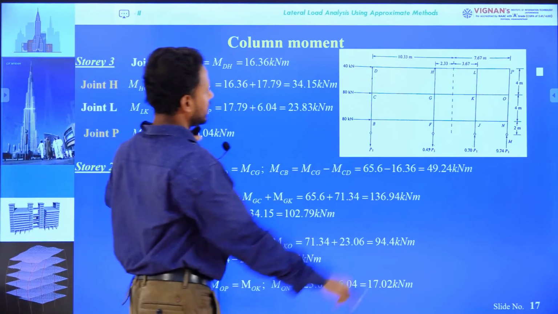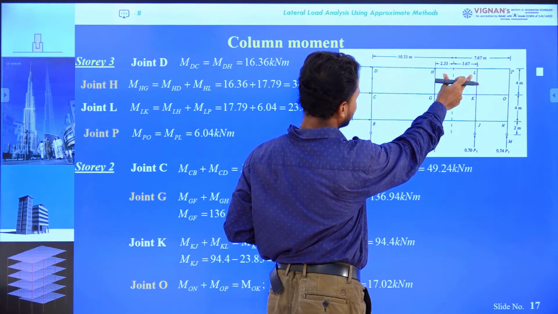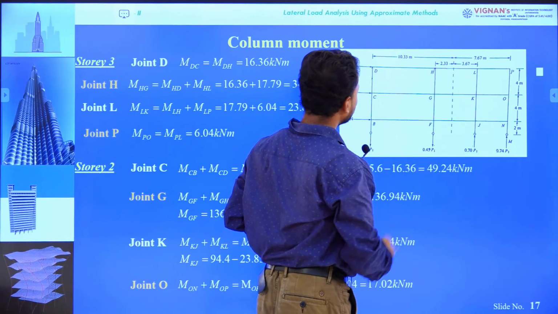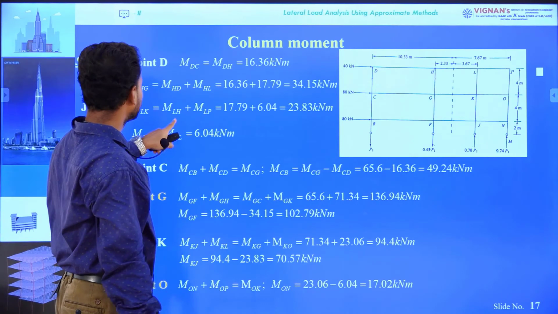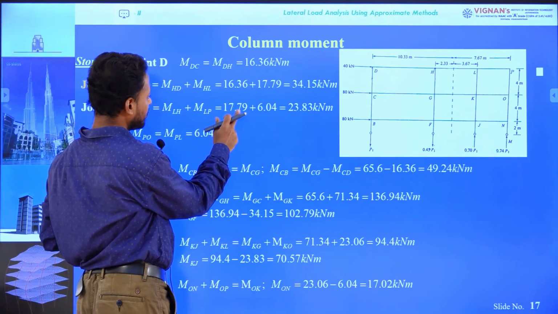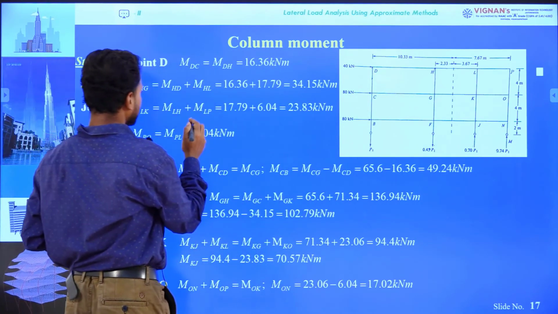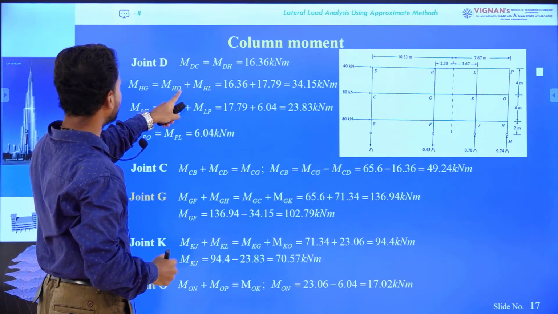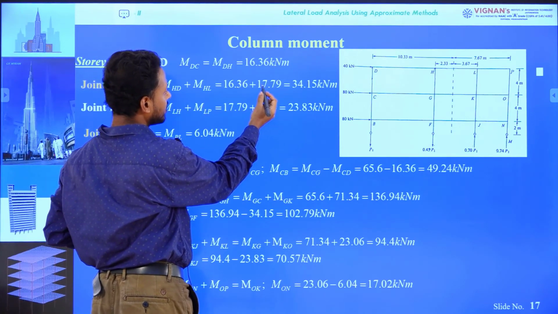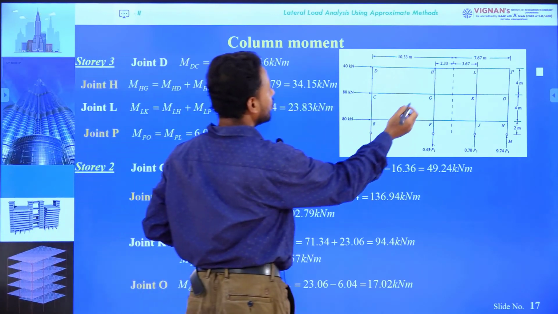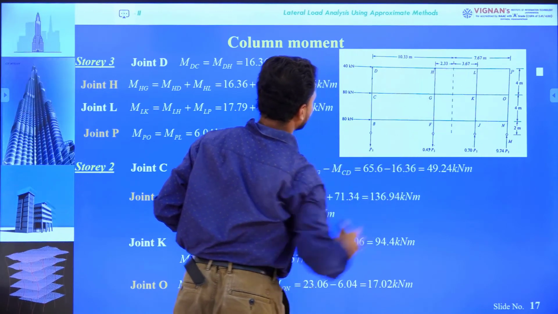Now, come to joint H. In this joint, this beam moment plus this beam moment will be equal to this column moment. So, this beam moment we know, that is DH plus HL. DH we calculated 16.36, HL we calculated 17.79. So, we can calculate this column moment, that will be equal to this beam moment plus this beam moment.